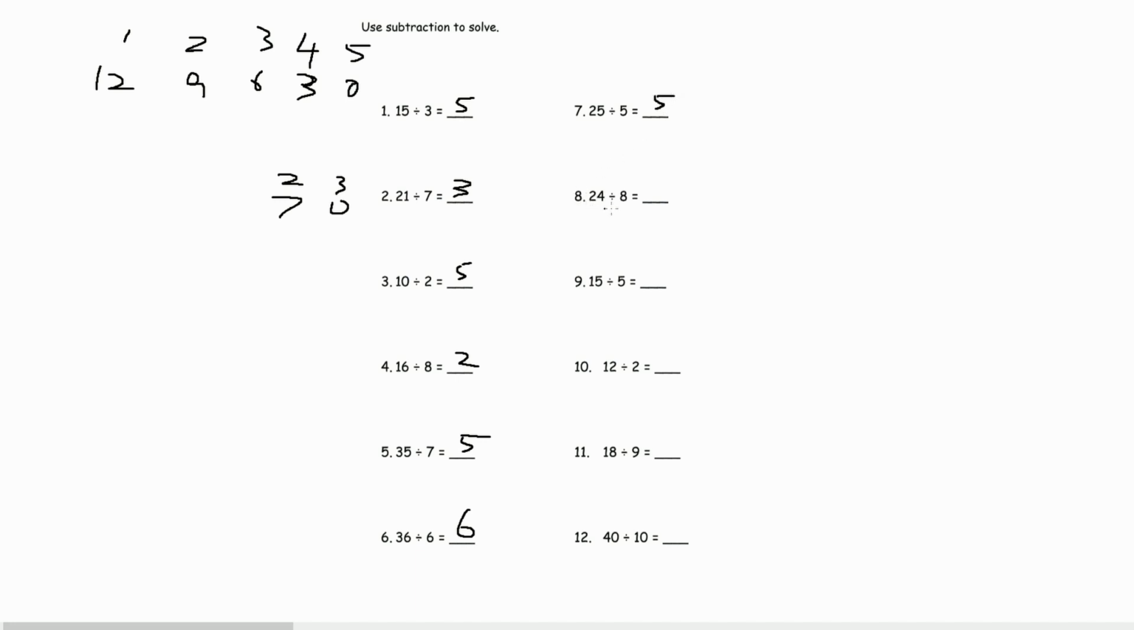get to 0. 24, that would be 16, and then another time that would be 8, and then another time it would be 0, so it would be 3 times. This one from 15, minus it once, that would be 10, minus 5 again, that would be 5, and then the third time it would be 0.